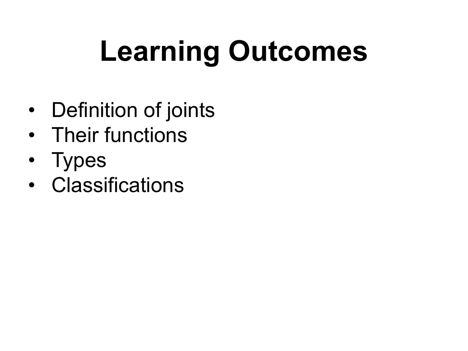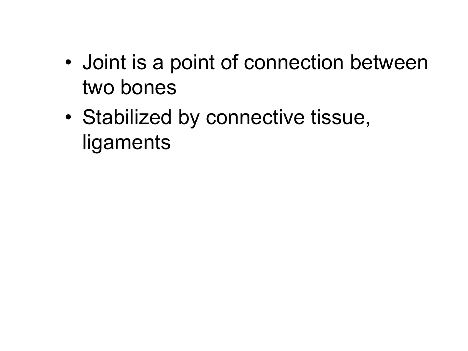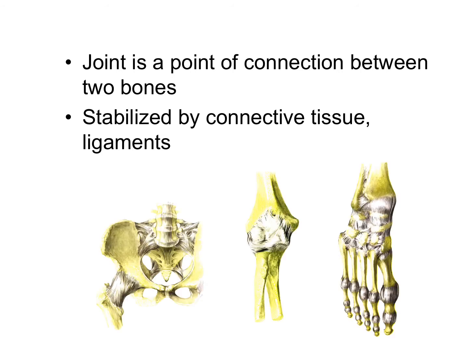By the end of this lecture you will be able to define joints, enumerate their functions, know their types, and classify different types of joints. What is a joint? A joint is a connection between two bones. This connection is stabilized by different types of connective tissue, ligaments and tendons.